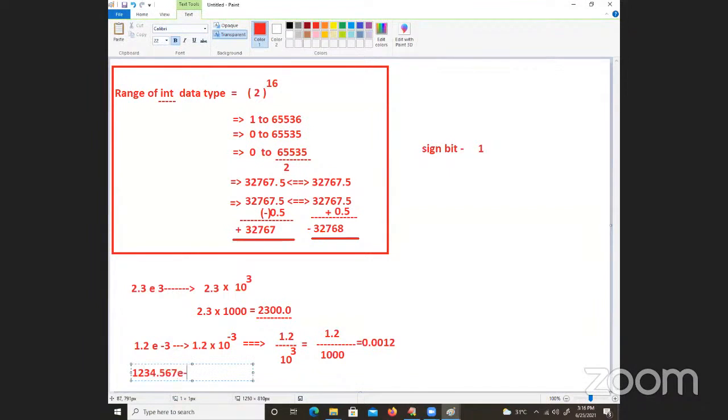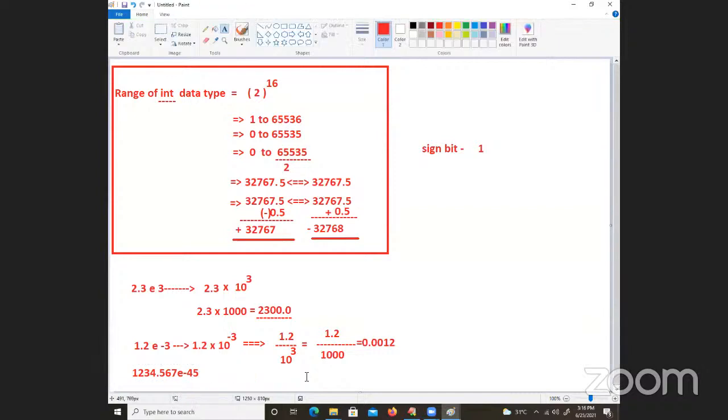So if anybody says tomorrow something like 1, 2, 3, 4.567 E minus 45, what do you understand? Is it easy to understand or difficult to understand? Easy, because it is nothing but exponential format only. I hope that data types in today's class are clear.